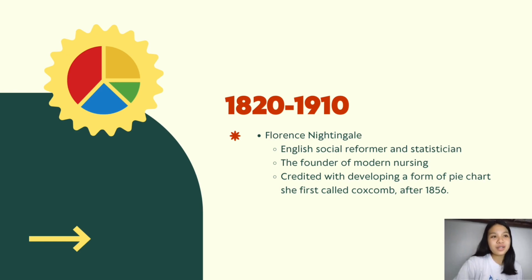Throughout the 1820 to 1910 era, advances in printing technology and the increasing availability of data contributed to the widespread use and refinement of pie charts. They were employed in various fields, including economics, statistics, and science, to convey complex information in a clear and accessible manner. One significant development during this time was the recognition of the pie chart as an effective means of presenting statistical data.